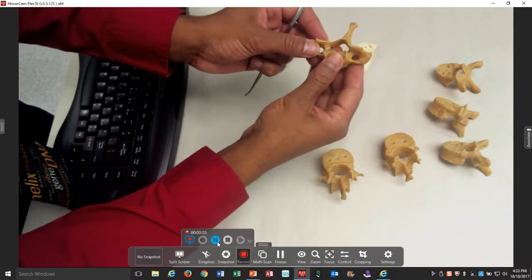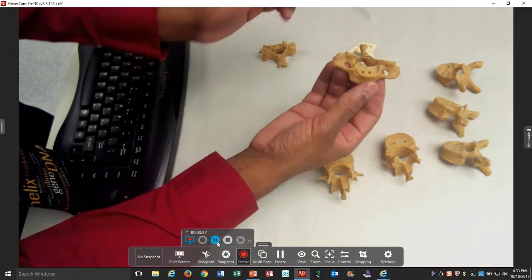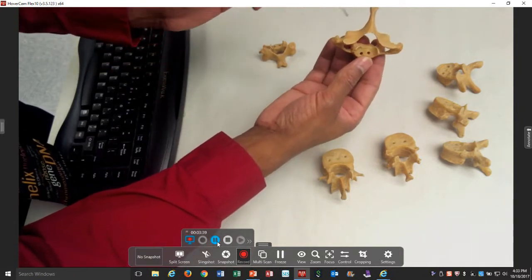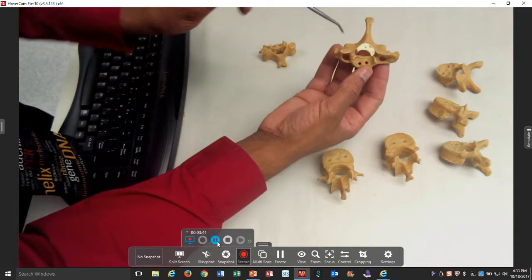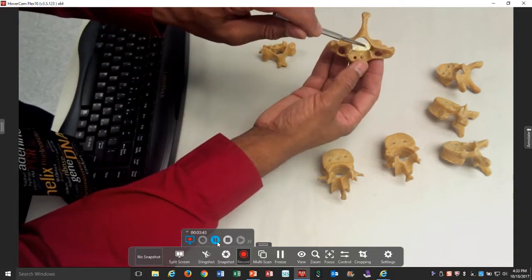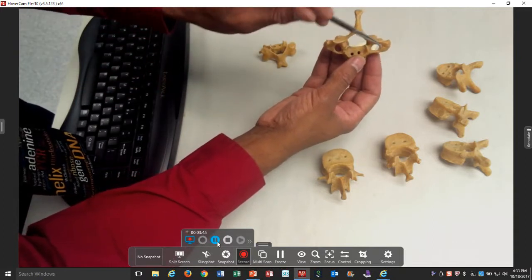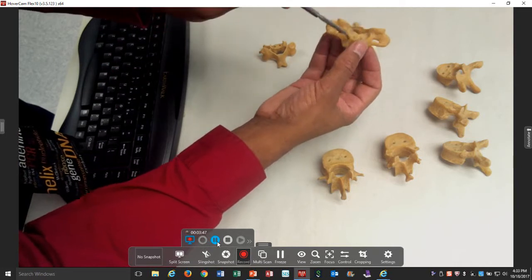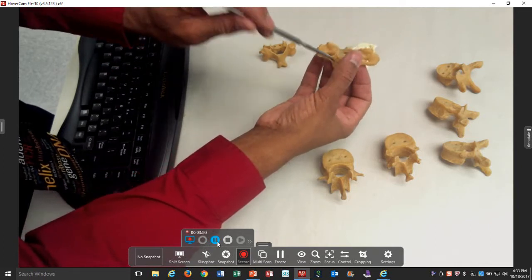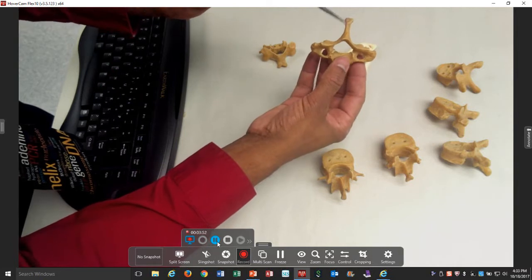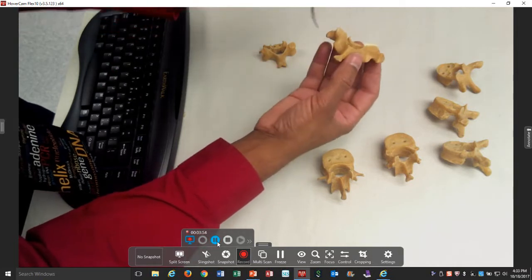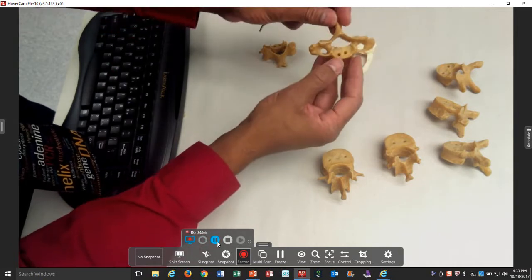So let's do our basic parts here. This is anterior, this is posterior. This is now a superior view, still anterior there. This is your vertebral foramen. This is your transverse foramen. This is the transverse process. This is the body. This would be the spinous process. And then you'll see here you have these articulating surfaces that are going to interact with another one.